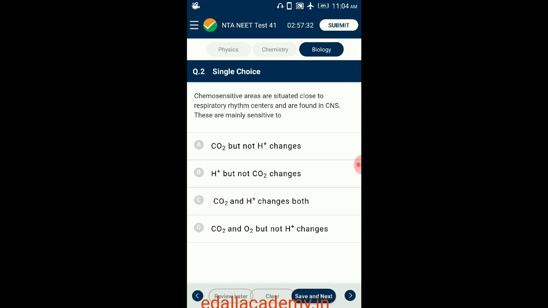A chemosensitive area is situated adjacent to the rhythm center, which is highly sensitive to carbon dioxide and hydrogen ions. An increase in these substances can activate this center, which in turn can signal the rhythm center to make the necessary adjustments in the respiratory process, by which these substances can be eliminated. So the correct answer for this question is option C. Carbon dioxide and hydrogen ion changes in both.